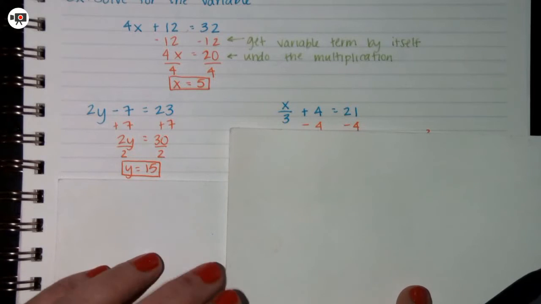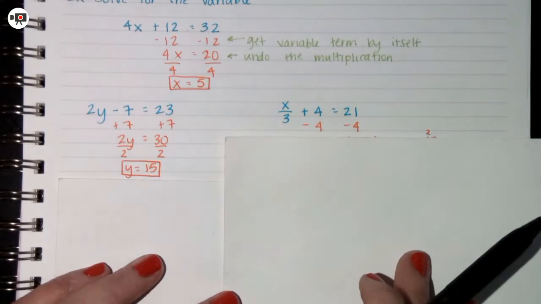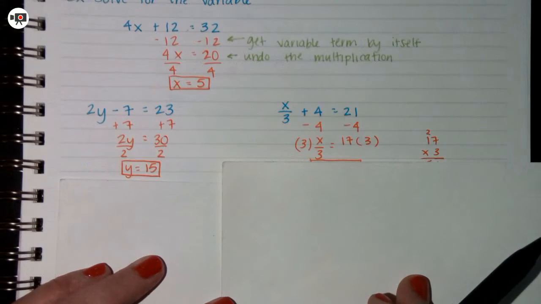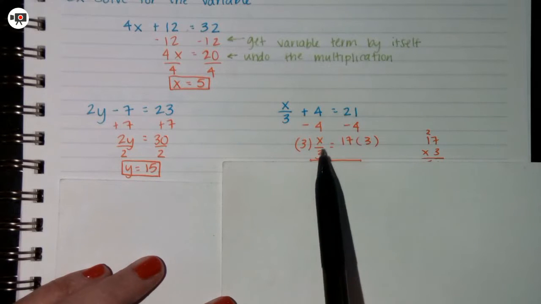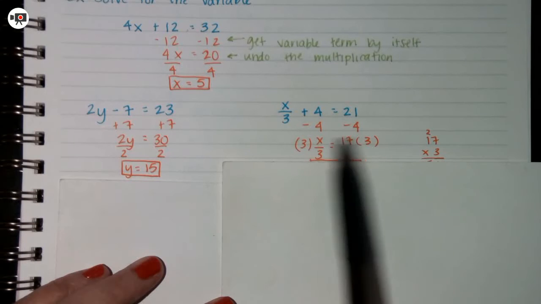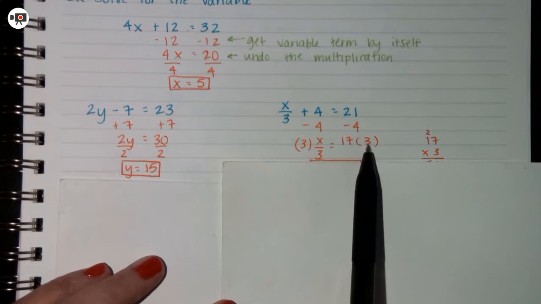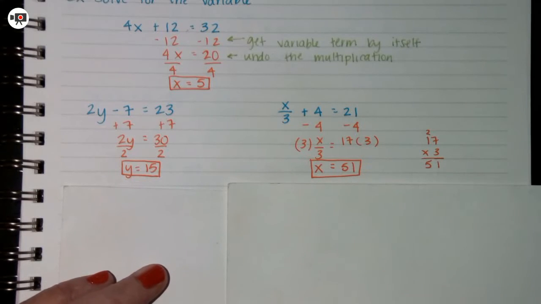For x over 3 plus 4 equals 21, subtract 4 on each side to get x over 3 equals 17. Now to undo this division, the inverse operation is multiplying. So multiply each side of the equal sign by 3. And x equals 51.